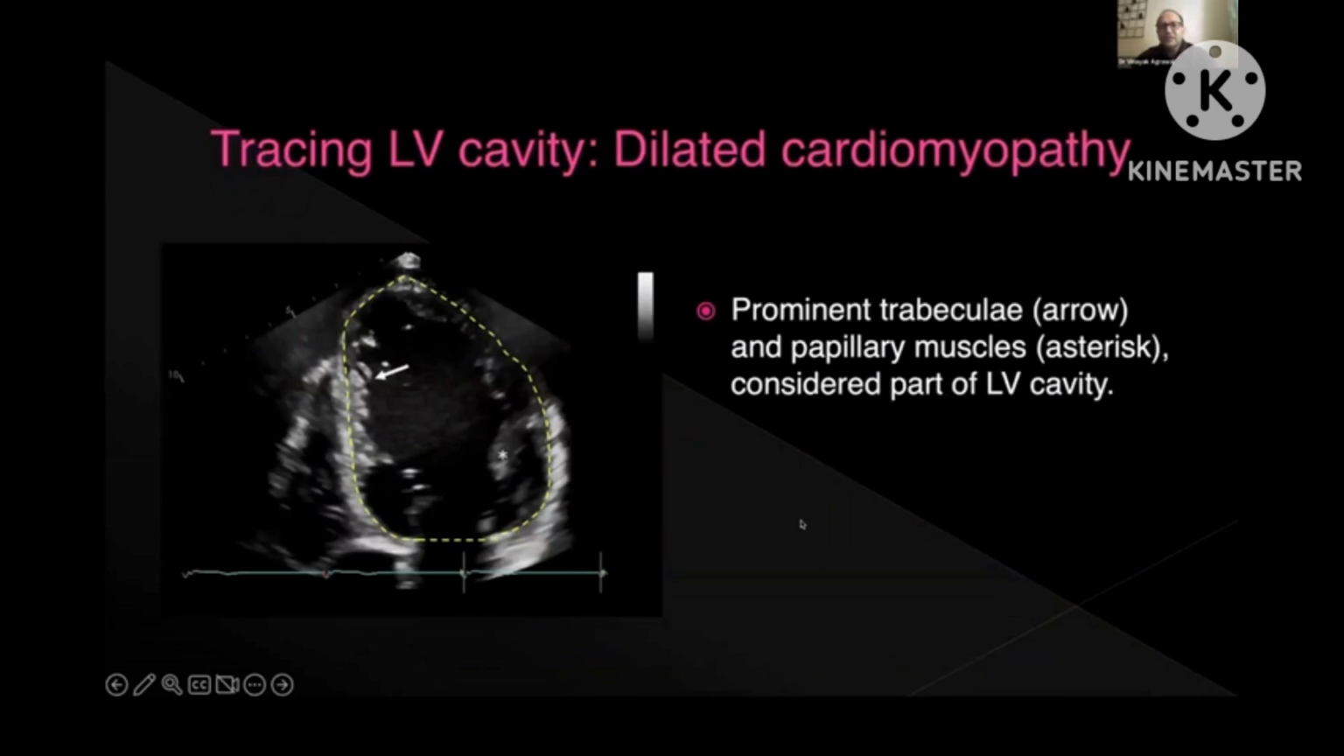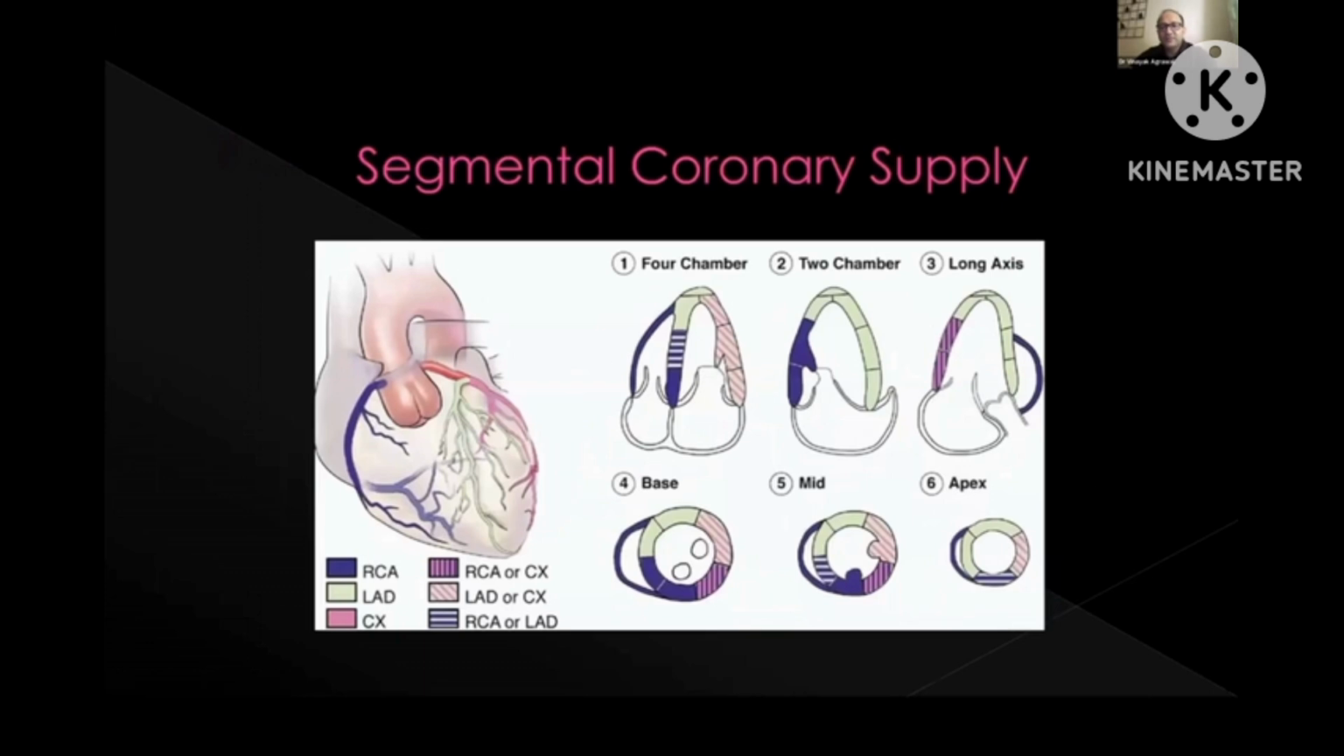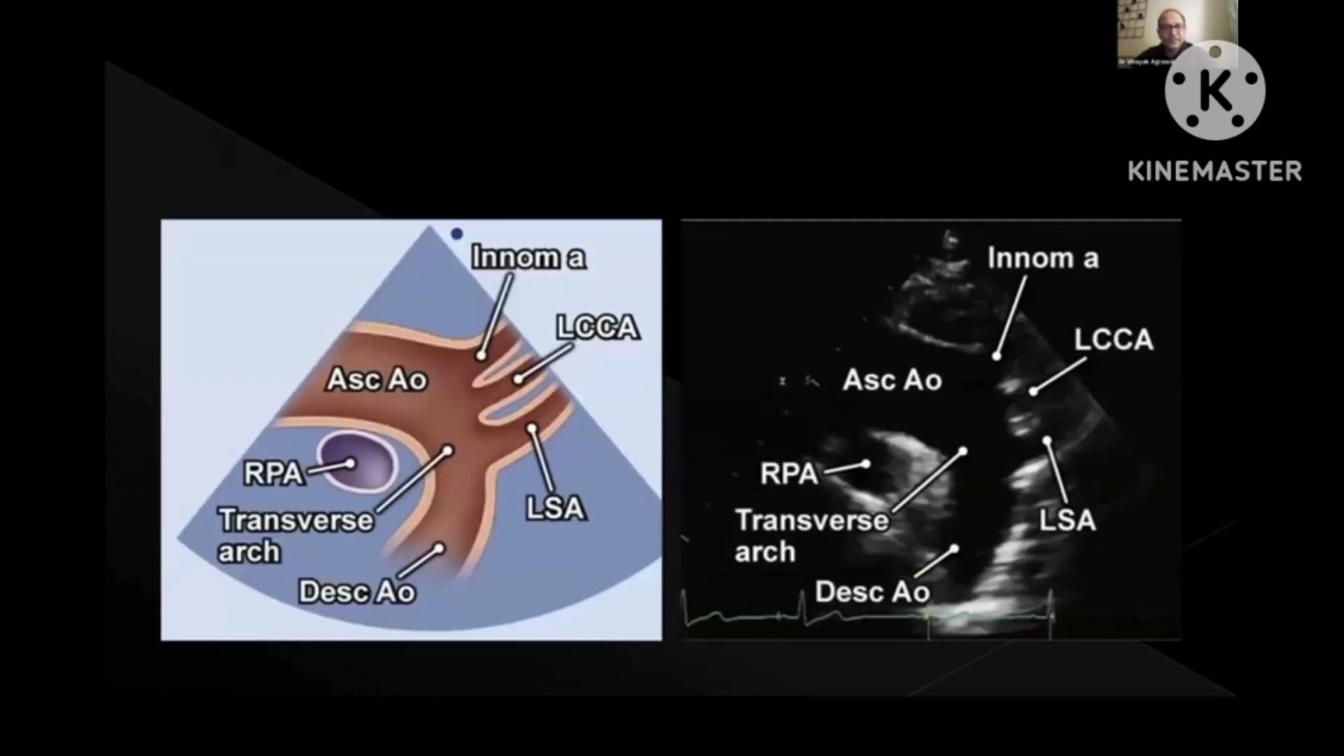For example, how do you measure the volumes? Do you exclude the papillary muscles and the trabeculae or not? Then you have the 17-segment model, which looks at the various segments of the left ventricle. You have the coronary supply, which we will show you and teach you, as to what happens in anterior wall MI, inferior wall MI, or circumflex territory, LV involvement, etc.